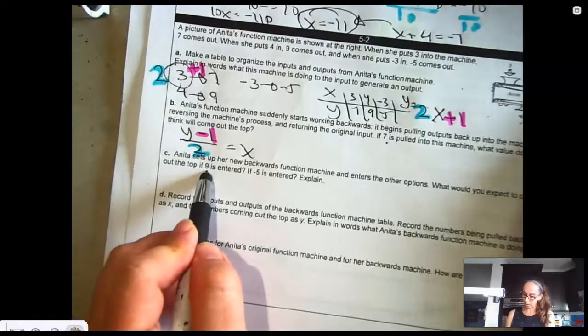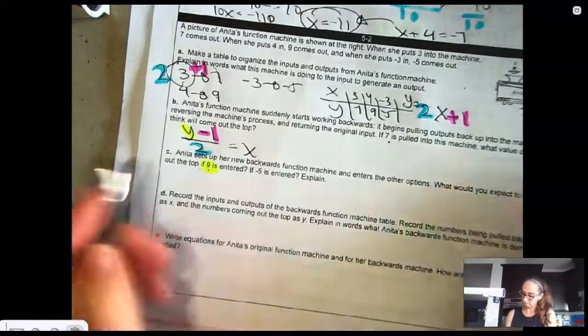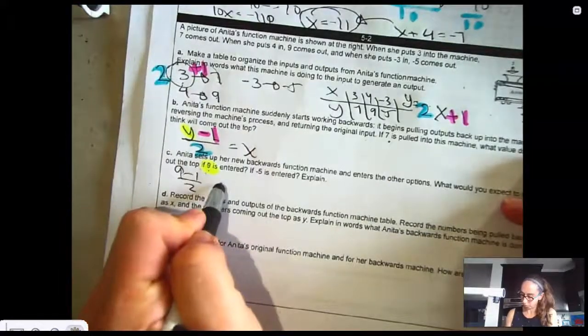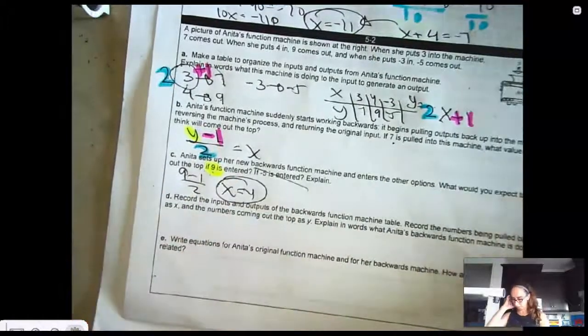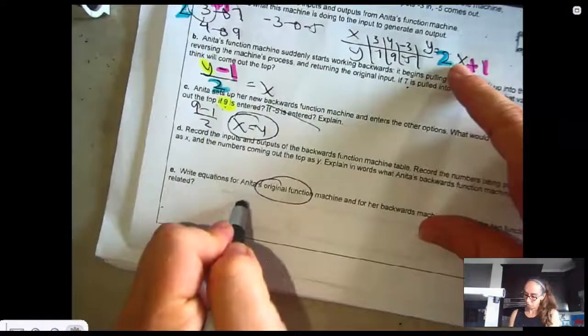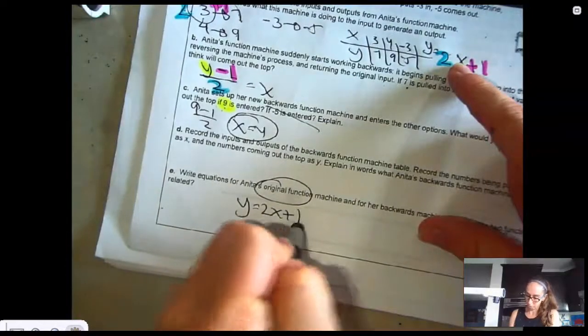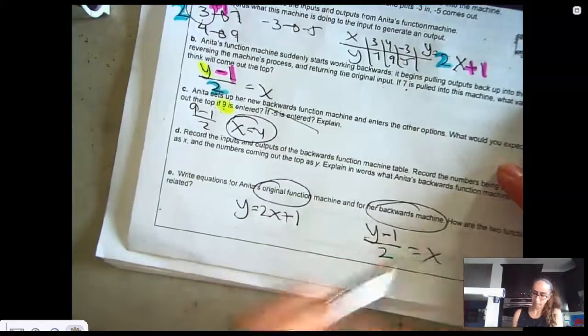So now they're saying, okay, this time put the 9 in here. 9 minus 1 over 2, x equals 4. Okay, we don't need to do the negative 5. Record the inputs and outputs on a table. I think it's fine. Write equations for the original and the backwards machine. So we did that already. The original machine was y equals 2x plus 1.